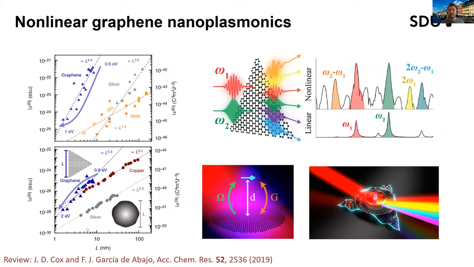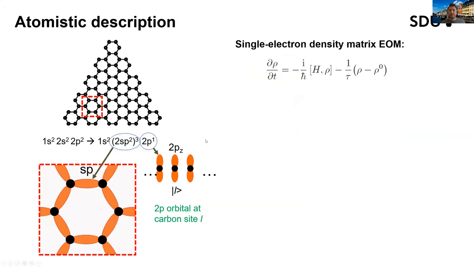So obviously it makes sense to put these things together, and you have an intrinsically nonlinear material with a strong field confinement of the plasmons. And this is what Javier and I have been looking at over the last several years. We've been developing this idea of nonlinear graphene nanoplasmonics. So there's a recent review article. If you're interested in this topic, please check it out. We've summarized a lot of the work we've done in this field.